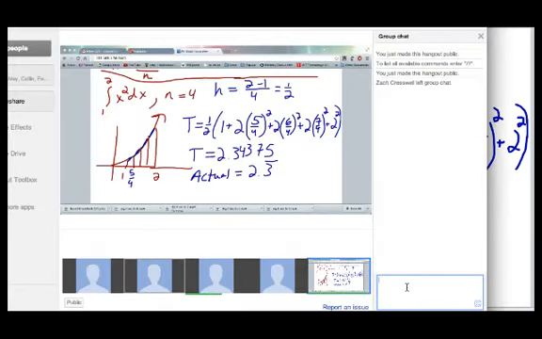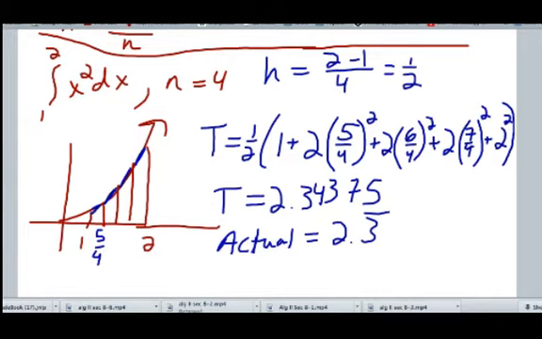Might not be a bad idea to look at. There is some stuff from 7.1 and 7.2. We spent a lot of time on 7.2. That was the finding the area between curves. I think there's an LRAM, MRAM, RRAM question on there. You guys need to know this.